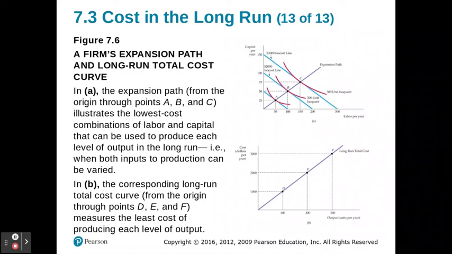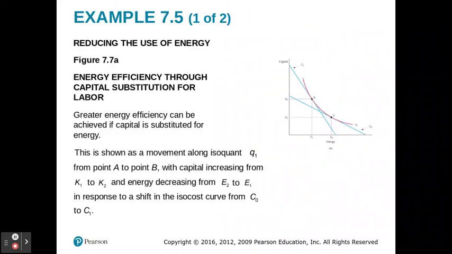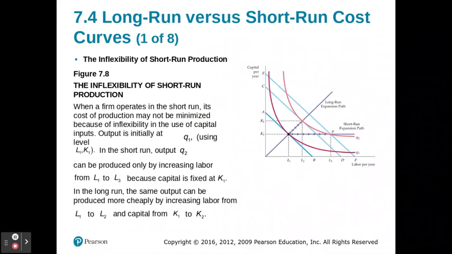And we can essentially then redraw the graph and get a long run total cost curve by showing what cost level, what isocost amount, we have versus the amount of production. So these two graphs are related to one another, just having different things represented on the axes. Okay, and I'm going to skip our example here.